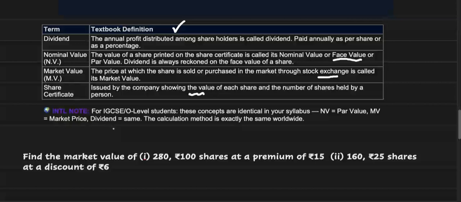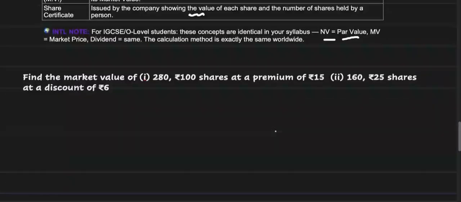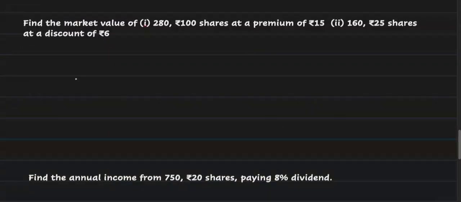Okay, a quick note for the IGCSE or O-level students, these concepts are identical in your syllabus as well. NV is the par value, MV is market price, dividend is the same. So the calculation method is exactly the same worldwide, and you can also utilize this information for your exams. So moving on, doing some example problems real quickly.